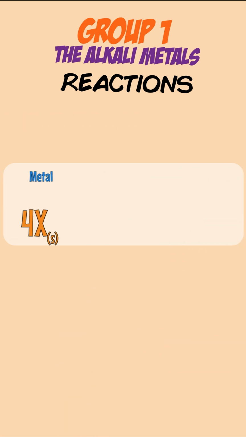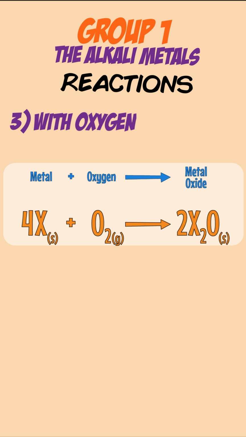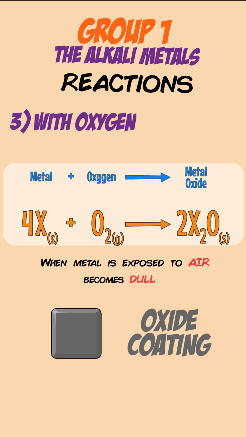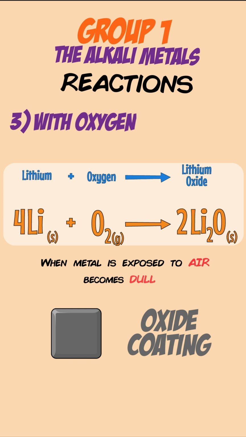The third reaction you need to know about is with oxygen, where the alkali metal forms a metal oxide. This naturally happens to the alkali metals when they're exposed to air. They're normally shiny metals, but they're so reactive that they react with the oxygen in the air to give a dull coating of the oxide. So if you expose lithium to the air, it would react with the oxygen to form lithium oxide.